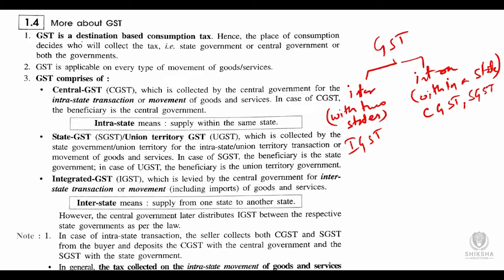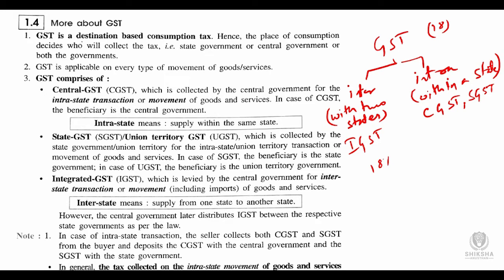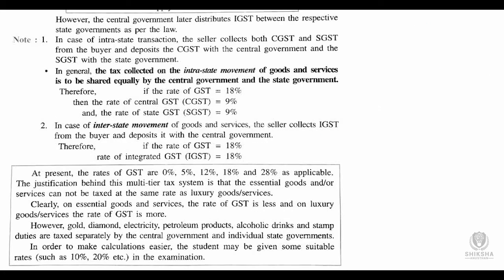But the GST percent would be the same. How? If the GST percent is 18%, the tax collected will be 18% of the total selling price, and here it will be 9% plus 9%, 9% for CGST and 9% for SGST. The tax will be divided into two parts, and then added up to the same amount. If the rate of GST is 18% and it is intrastate movement, it will be divided into two parts of 9%, and in case of interstate, that will be the whole part.